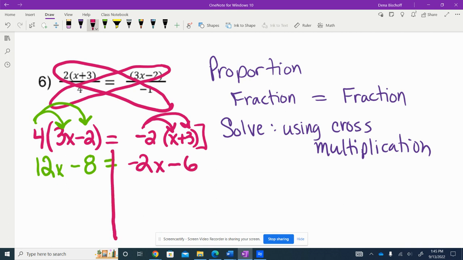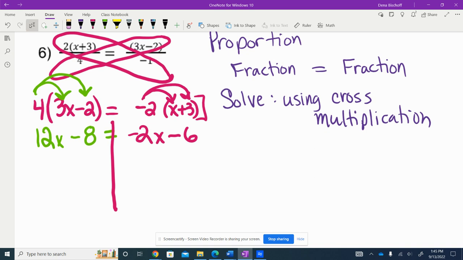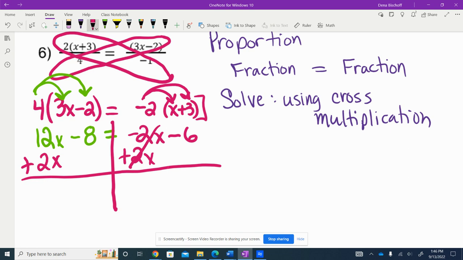We want to take the variable term that's on the right side and move it to the left side. Remember, opposite side, we have to use the opposite operation. What is the opposite of -2x? What do you think, Sebastian? What's the opposite of -2? +2x. So this cancels out. 12 plus 2 is 14. So I have 14x minus 8 equals -6.